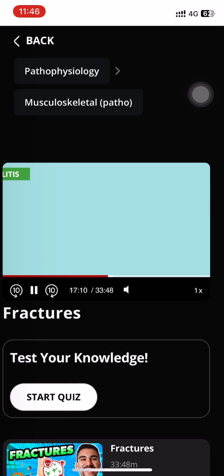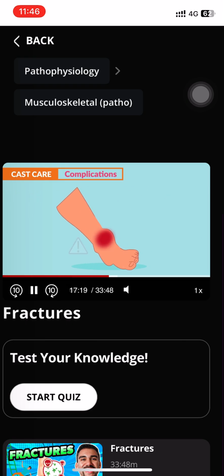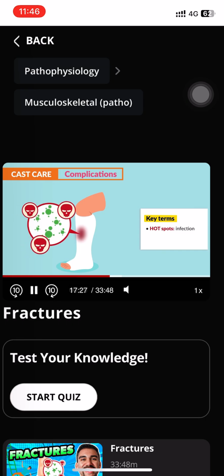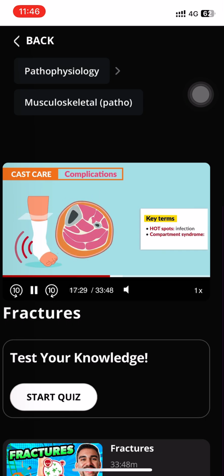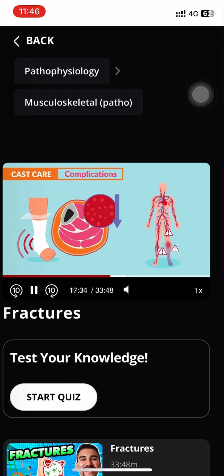Now, the next big topic here is cast care complications. Now, these are the most tested. So just think about the patho here. You have a broken extremity that's big and swollen, and now we're going to wrap a hard cast around it? Well, that's very dangerous. So the key terms are hotspots, which indicate infection, and compartment syndrome, indicating decreased perfusion from uncontrolled swelling.